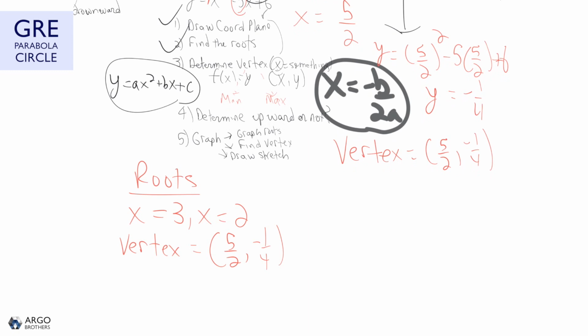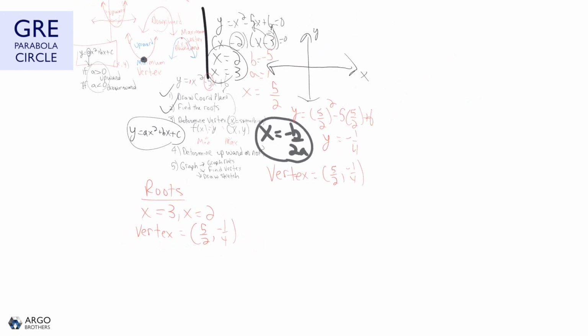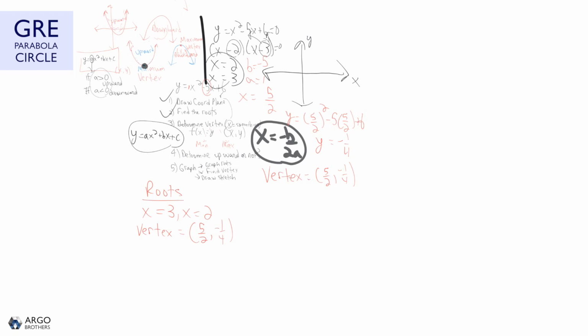The next step is to determine upward or not, okay? We determine that by seeing if a is greater than 0 or less than 0. Well, here a is just 1, all right? So then a is bigger than 0. So since a is greater than 0, this is an upward parabola. So we have the roots, we have the vertex, and we have the shape, which is upward. Anything else? Yes, now we need to graph.